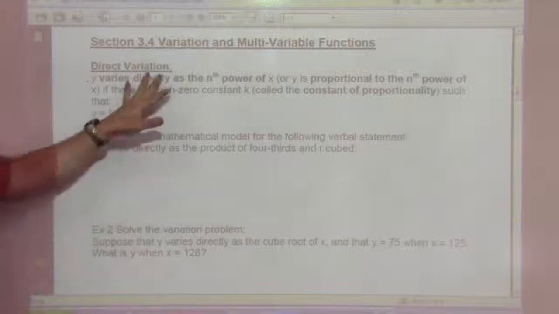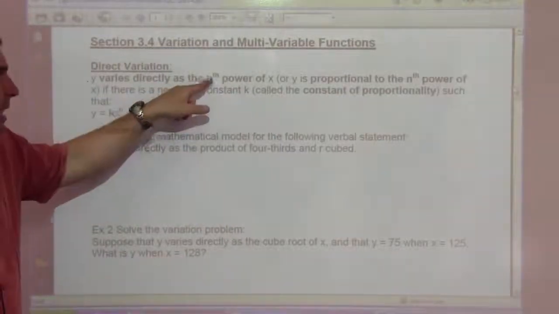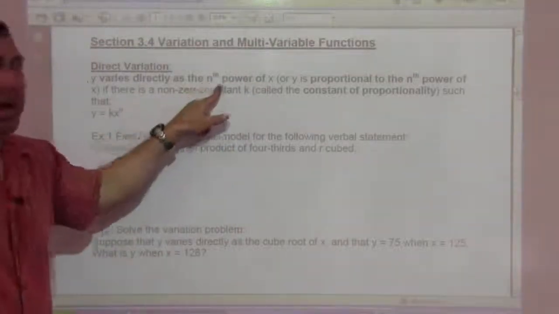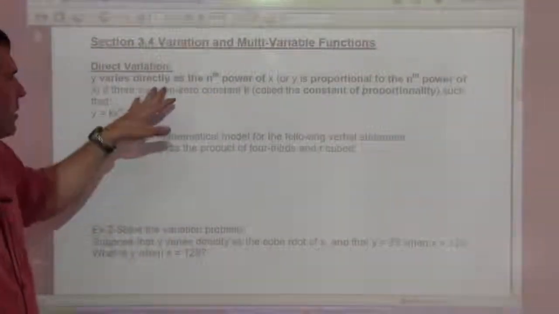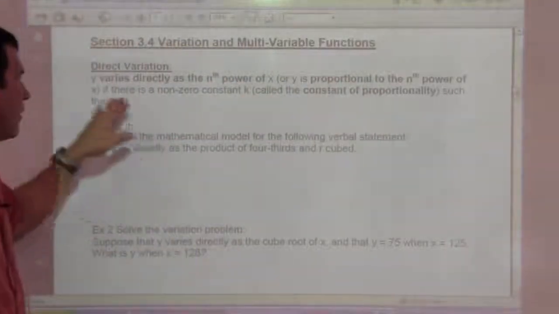So variation. We have direct variations, the first one we'll talk about. Y varies directly as the nth power of x. You may have seen the variation before, you probably have, but maybe not with the power. So y varies directly as the nth power of x, or y is proportional to the nth power of x.